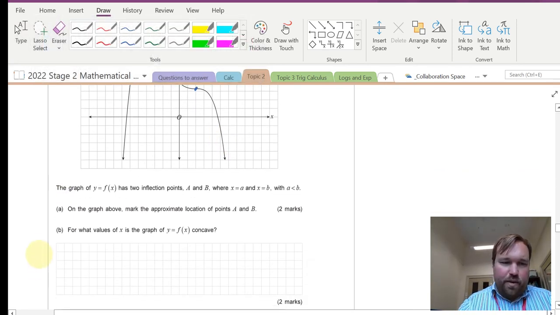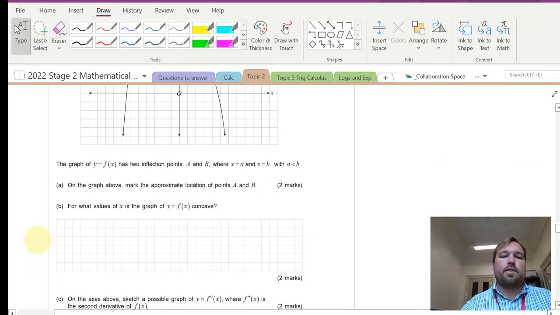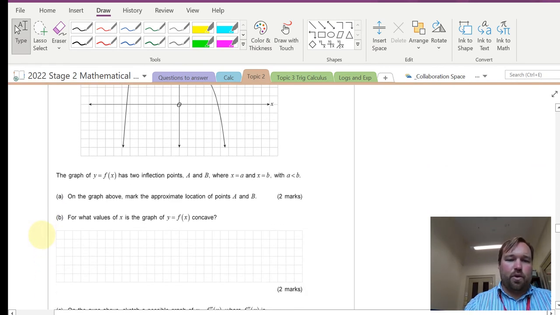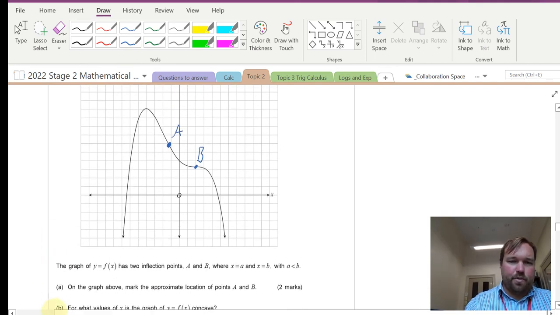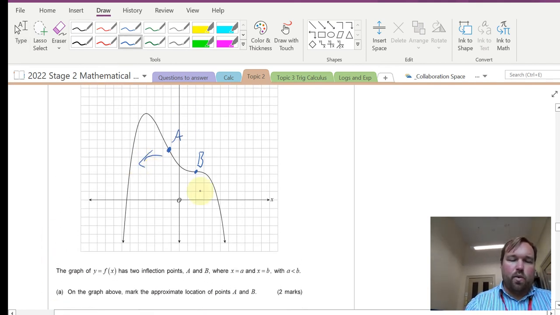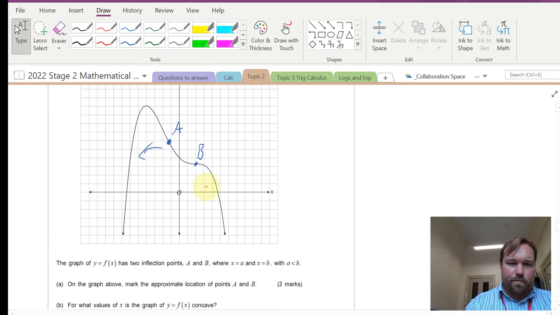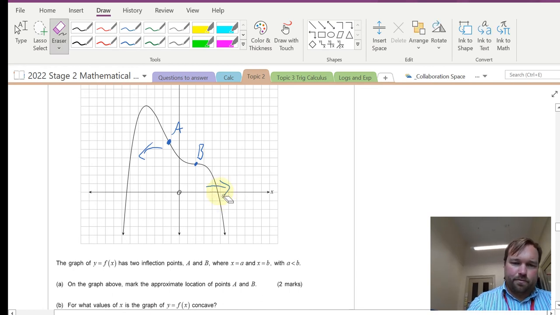Alright, for what values of x is the graph concave down? Well, it is from x is less than a, so it's everything this side, and x is greater than b, everything that side.